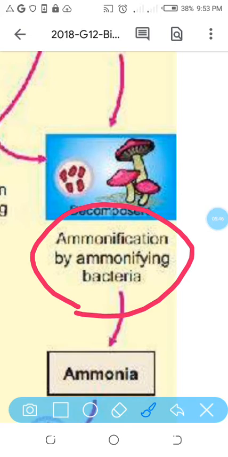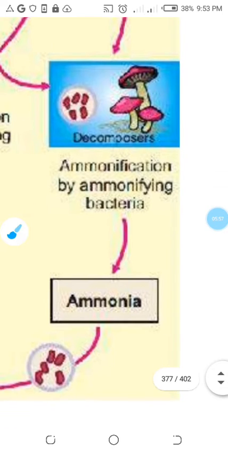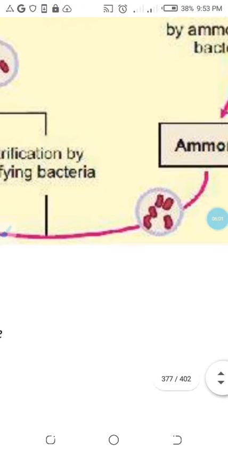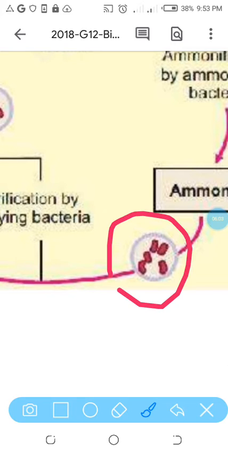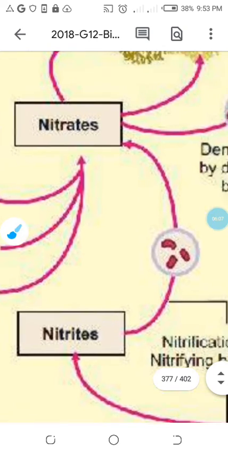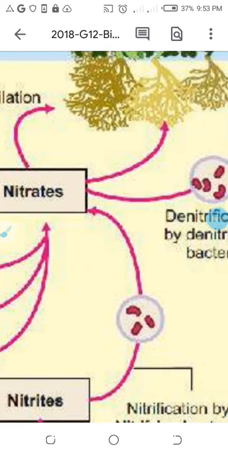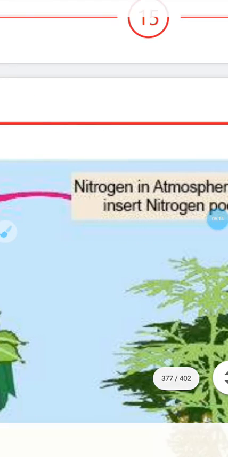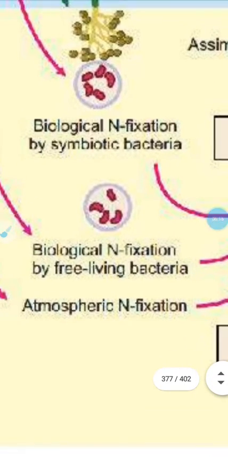I will classify. First of all, the fungus will decompose, then the decomposed material will be attacked by ammonifying bacteria, and ammonifying bacteria will change it into ammonia. Ammonia will change into nitrite by nitrosomonas, and then the nitrite will change into nitrate by the nitrobacter.